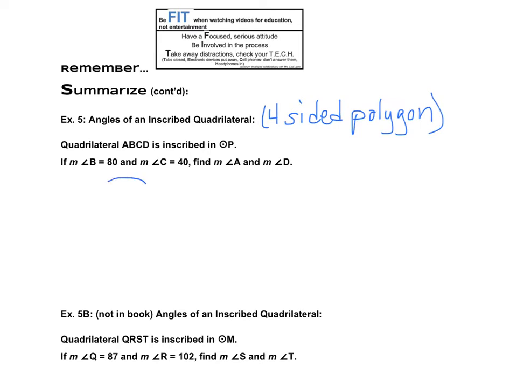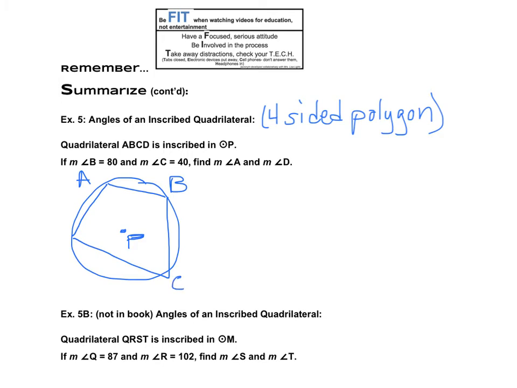So the diagram that we have there says circle P has quadrilateral ABCD inscribed in it, something like this. And we have A, B, C, D. And notice as we name that polygon, we go in a clockwise motion as we start and go around to each corner, okay? It's inscribed in circle P, and we're told a few of the angle measures. We're told that the measure of angle B is 80 degrees.